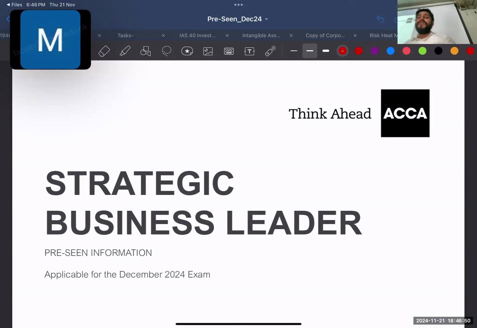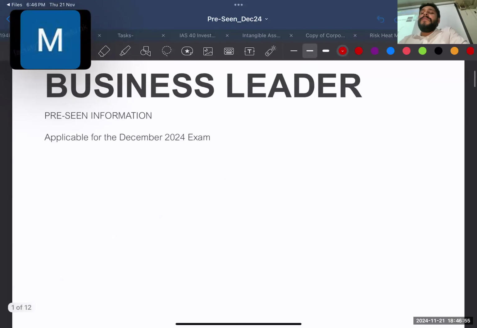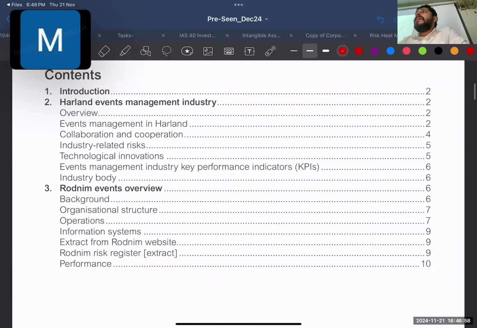Okay, so moving forward, it says the Strategic Business Leadership pre-seen information relates to the December 2024 attempt. Again, there is a mock exam as well. We'll be looking into that mock later on. Now, in every single pre-seen that we have seen up till now, normally they provide us with an introduction. You know it well, since you have solved the pre-seen questions. The introduction part is also given in the exhibits. It is normally a 1-page introduction.